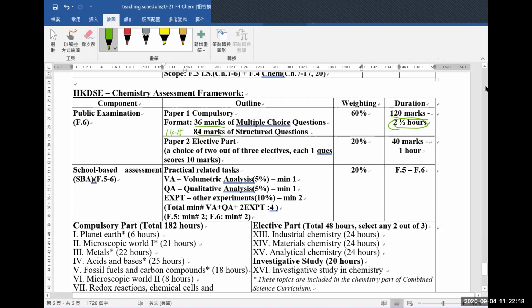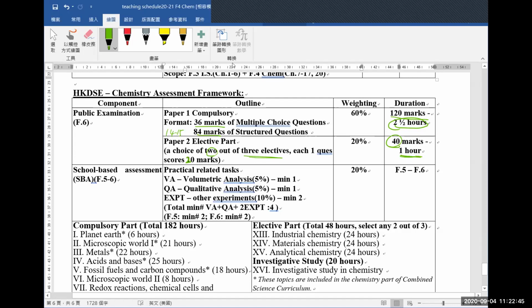And for the elective part, you have to choose 2 out of 3 electives, and each question scores not 10 marks, it's 20 marks, altogether 40, to be completed in an hour. So this is the more challenging part in terms of knowledge.